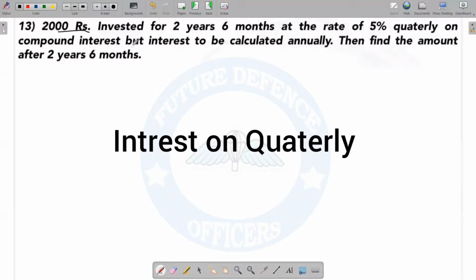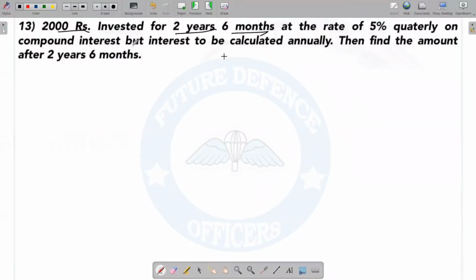2,000 rupees invested for 2 years and 6 months at a rate of 5% quarterly. The rate has been given as 5% quarterly. Interest is to be calculated annually, which means we will convert the whole rate of interest to annual. For 2 years and 6 months, that means 1 year plus 1 year plus 6 months. Actually, this is our time.